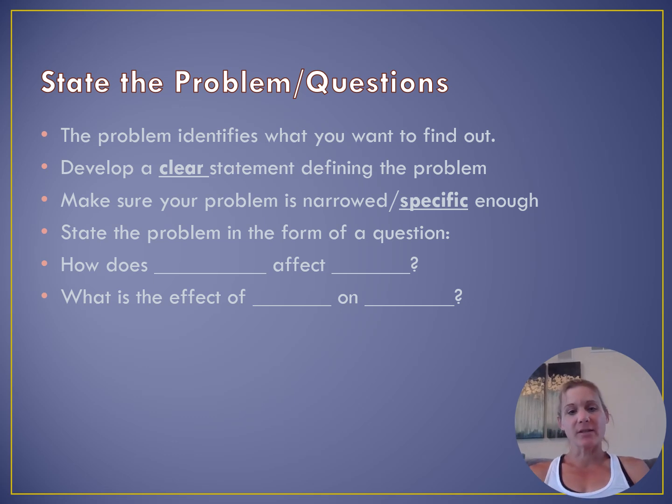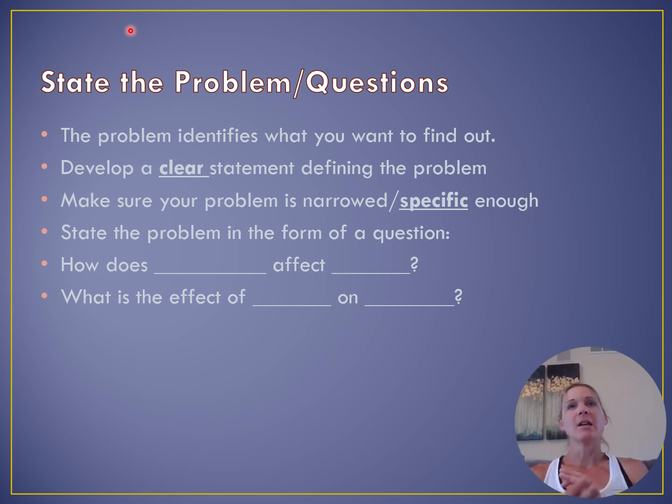So when we think about this, when we state the problem or question, the problem identifies what it is that you want to find out. For our example, we said we wanted to know whether caffeine would be advantageous for a distance runner to take or not. So we want to develop a clear statement defining the problem. We want to know whether or not caffeine would enhance or hinder or have no effect on our performance. We want to make sure our problem is narrowed and specific enough.